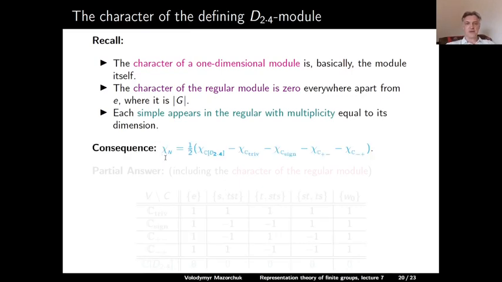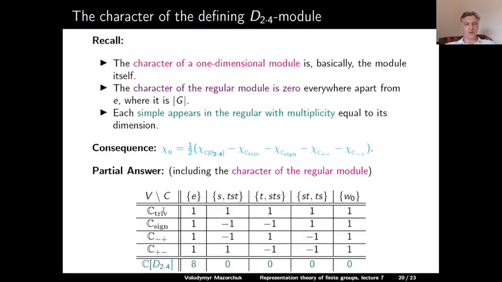So in order to compute the character of the two-dimensional simple module N, we can take the character of the regular module, subtract the characters of all one-dimensional modules, which are easy, they're described directly by the module structure, and then we need to divide the outcome by 2 because N appears in the regular module with multiplicity 2. So let us now look at the partial answer, which will also include the character of the regular module so that we can compute the character of the defining representation N.